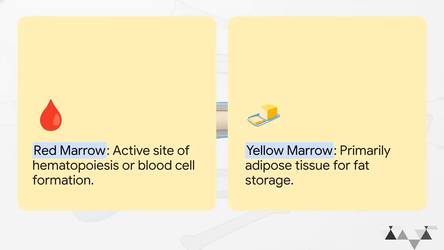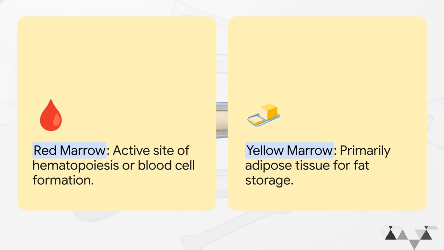Right down the center of the bone shaft, there is a hollow space called the medullary cavity. And what's wild here is how the function of this space actually shifts as we get older. Inside this cavity and tucked within the spongy bone is your bone marrow. There are 2 distinct types. First is red bone marrow. Think of this as a bustling factory. It's the site of active hematopoiesis, meaning it's constantly pumping out your red blood cells, white blood cells, and platelets.